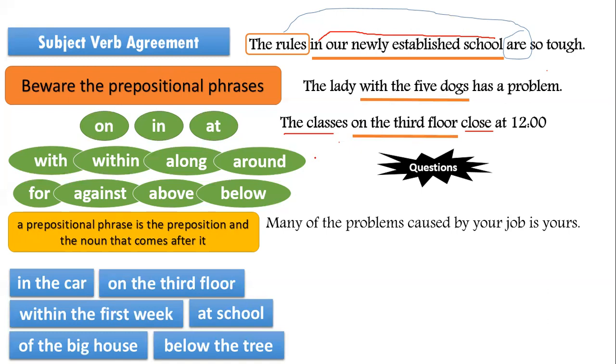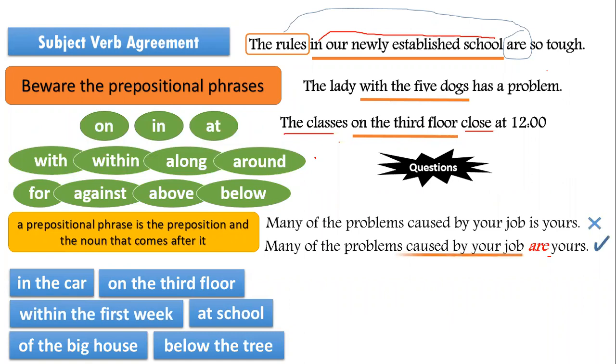Okay, look, my dears, who is the subject anyway? Look, the sentence is wrong. Many of the problems caused by your job are yours. Because what is the phrase? Of the problems caused by your job, all of that is a prepositional phrase. I will not count it. What I will count is this word many. Is many singular or plural? Surely plural, so of course it will be are, not is.